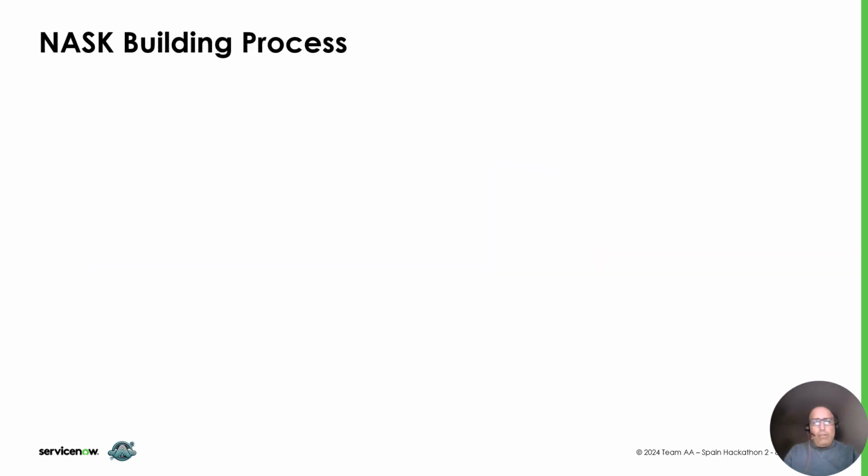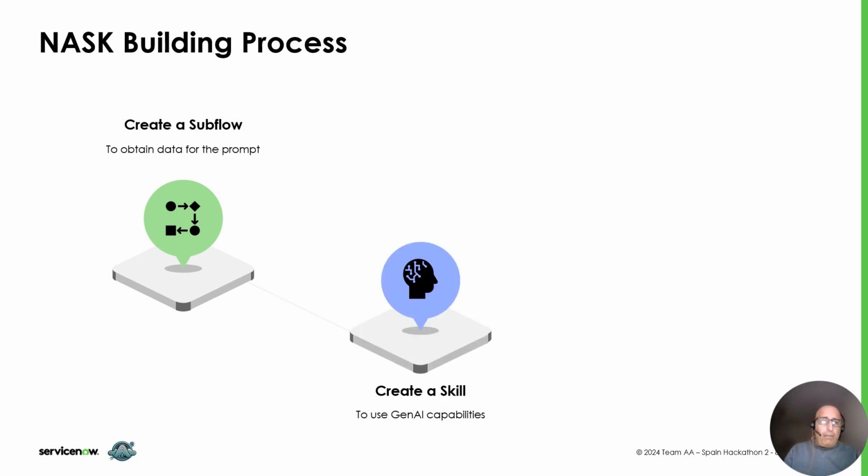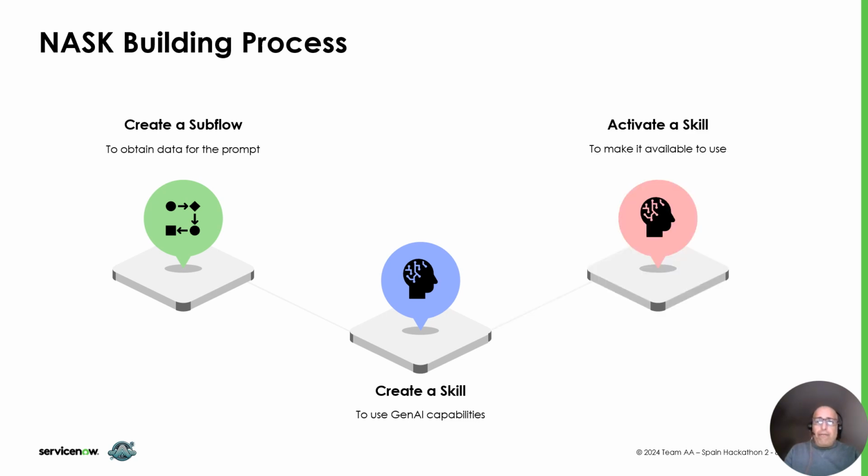The process to create a new custom GenAI skill is, first, we will create a subflow to obtain all the data from any record or any table in the platform. Then we will create the skill and we will integrate it with the subflow. And finally, we will activate it. Activating a skill means we will have it to use as a button or as a UI action in a target table in the platform too.